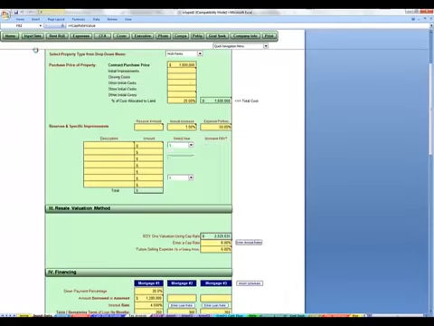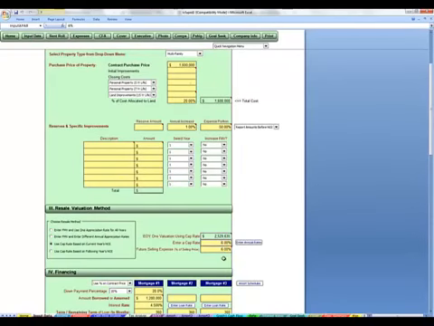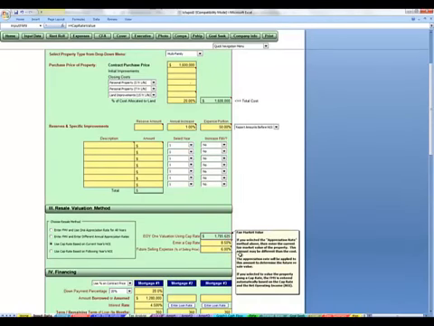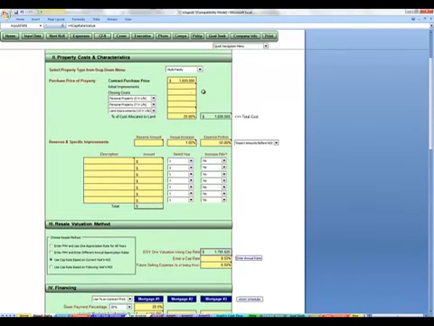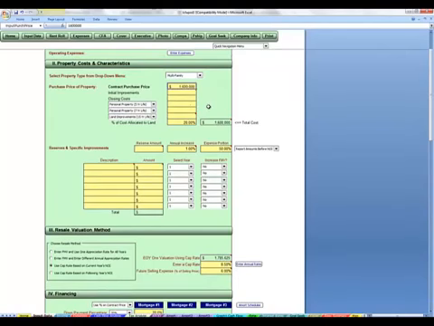Now let's jump back over to the input data. Remember, we said it was an 8.5 cap. We'll go back to that 8.5 cap. But at 8.5 cap, the property is worth 1.7. Now, what happens if they're asking 2 million? What happens to the numbers then? Do we have a deal?